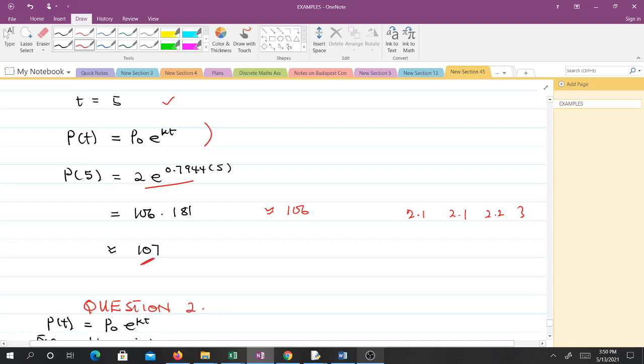So this is approximated to 107. We see 106 in other books. That means for them they use the normal rule for approximation.